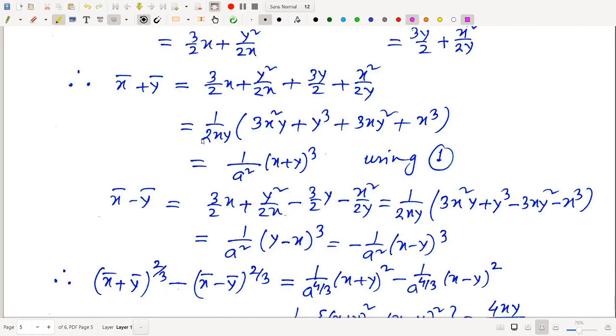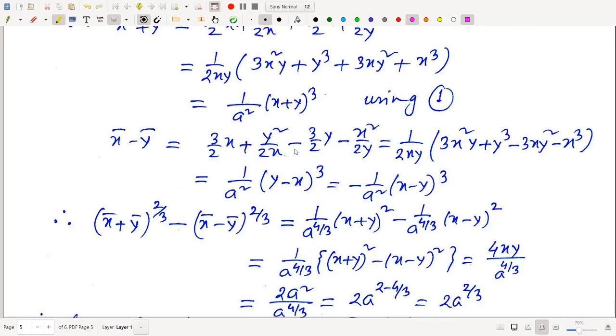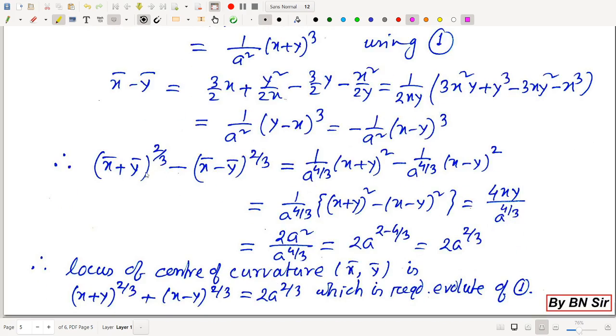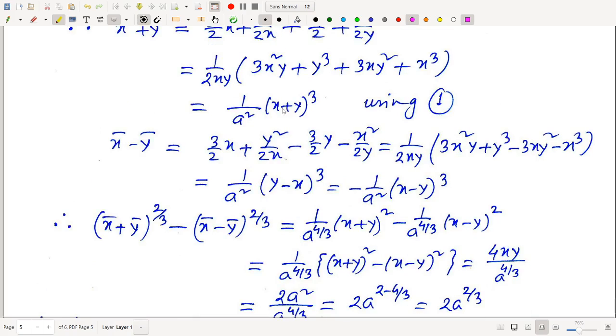2xy is s square, and x bar minus y bar, again we have simplified, taken LCM, we have got this, which is a cube minus thrice a square b plus thrice a b square minus b cube. So it is the (a minus b) whole cube formula, means here it is (y minus x) whole cube, but can be written, taking minus common, as (x minus y) whole cube, and the denominator is 2xy, means it is s square using line number 1. So what is x bar plus y bar to the power 2 by 3 minus x bar minus y bar to the power 2 by 3?